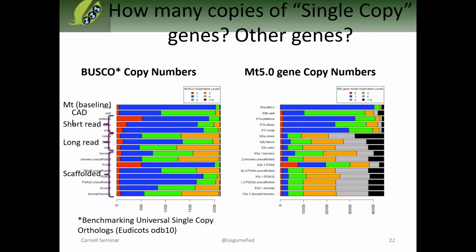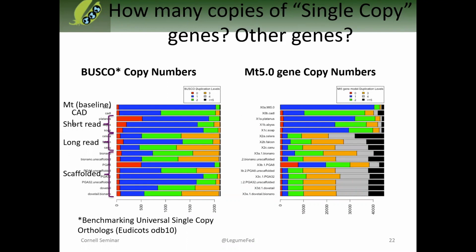BUSCO analysis is something that a lot of people do to assess how well their genomes have done in terms of capturing genes that are expected to be present in single copy. Of course, whether or not you expect it to be single copy is relative to your expectation for the ploidy level and the amount of time things have had to become single copy again following a whole genome duplication event.